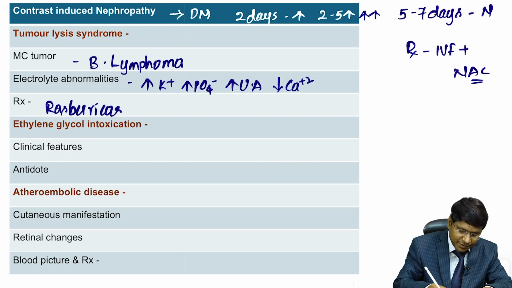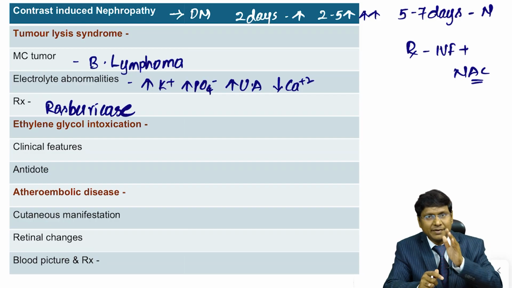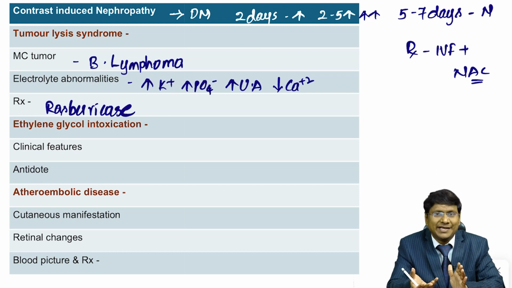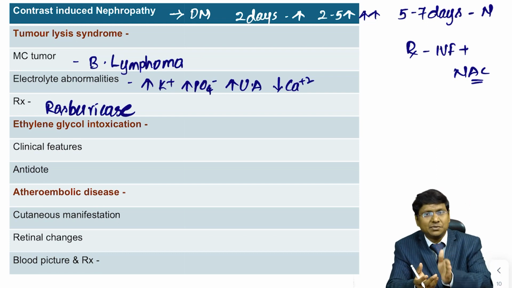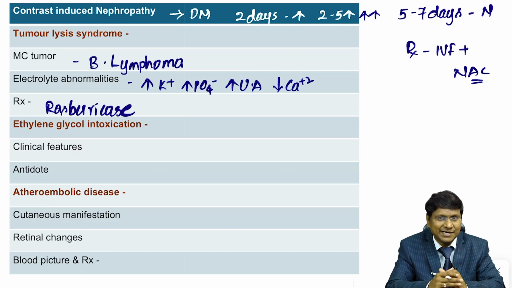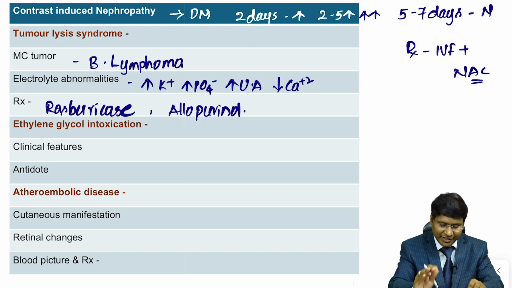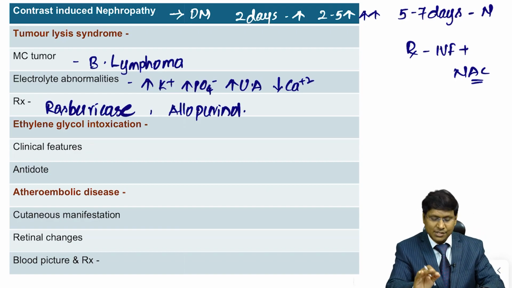So what is this rasburicase? Rasburicase is the one which breaks the uric acid into allantoin, and allantoin is excreted out. So it is not directly a uricosuric agent. It breaks the uric acid into allantoin, and allantoin gets excreted out. That is the mechanism of action of rasburicase, and that is the drug of choice. You also need to give drugs which reduce uric acid synthesis, such as allopurinol. Allopurinol is a xanthine oxidase inhibitor, and the other important drug is febuxostat.